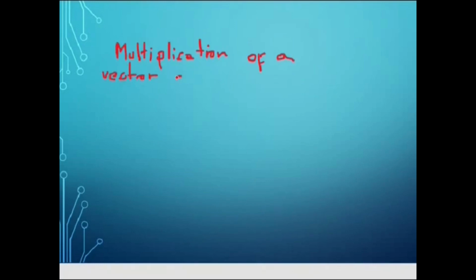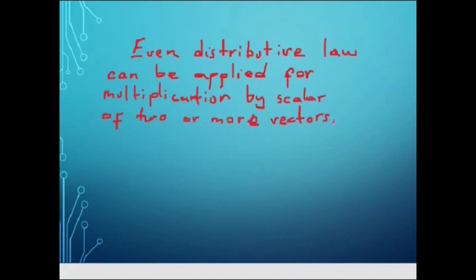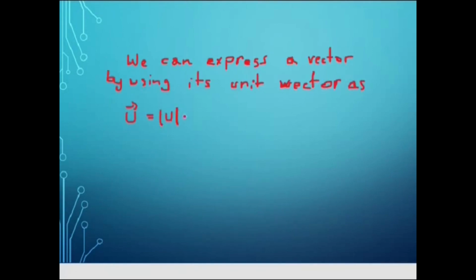Multiplication of a vector by a scalar can be demonstrated by the figure. We can apply the commutative law. Even the distributive law can be applied for multiplication by a scalar of two or more vectors. We can express a vector by using its unit vector, as the magnitude of the vector u times the unit vector of u.